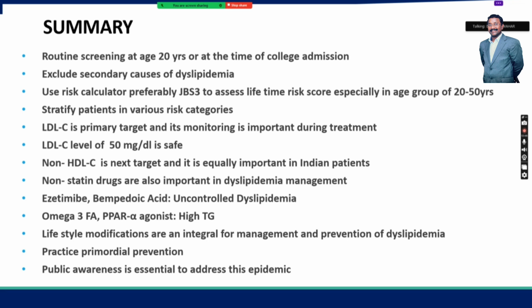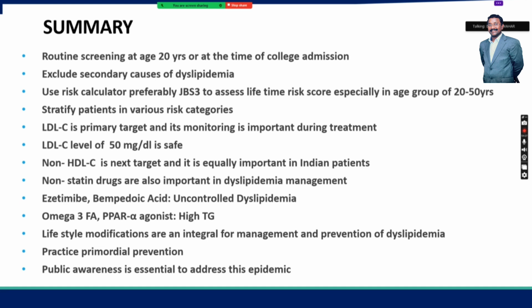So in summary, routine screening at the age of 18 years or at the time of college admission, exclude the secondary causes of dyslipidemia, use the risk calculator preferably to assess the lifetime risk score, especially in the younger age groups, stratify the patients in the various risk categories. LDL-C cholesterol is the primary target. The level of 50 is always safe. Non-HDL cholesterol is the next target and equally important in Indian patients. You have to get it from your lipid profiles. They don't enter this non-HDL cholesterol in your investigations.